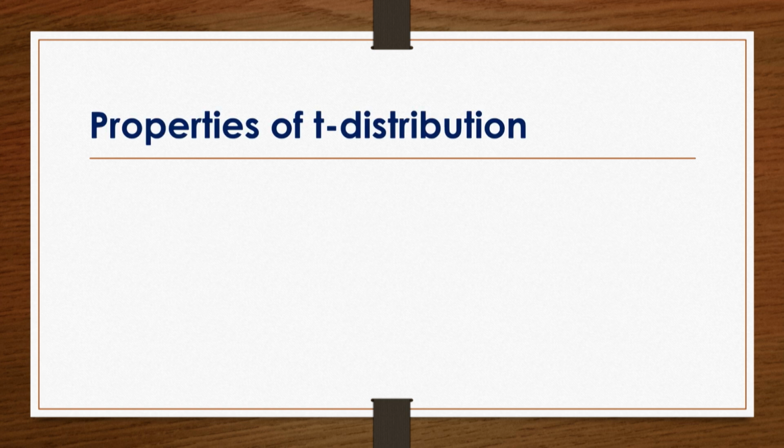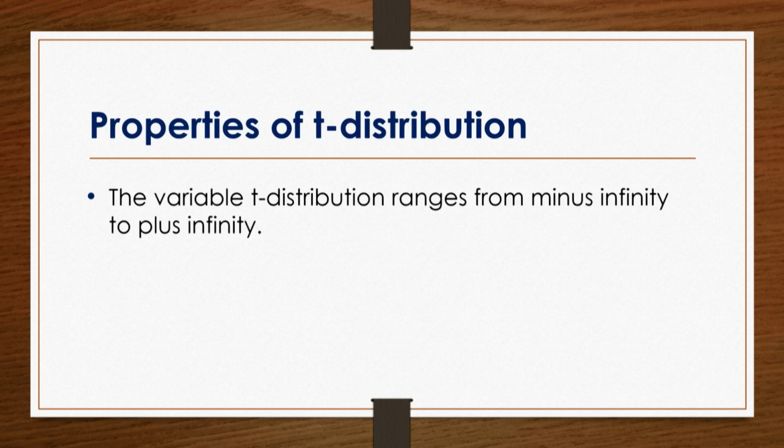Students, in this video, we will learn the importance of studying the properties and specification of T distribution with the difference between two dependent or correlated means. Let us begin with properties of T distribution. The variable T distribution ranges from -infinity to +infinity.